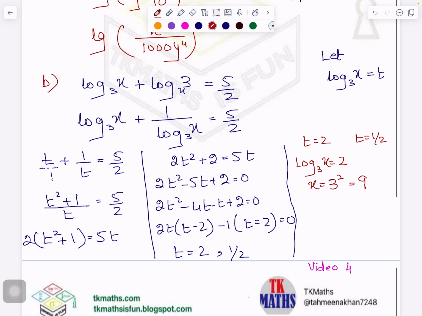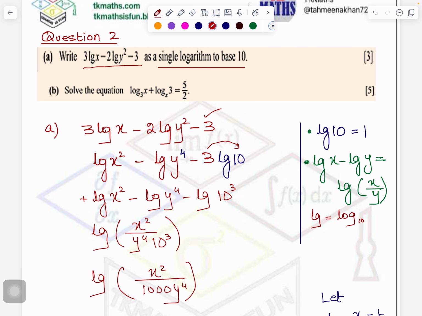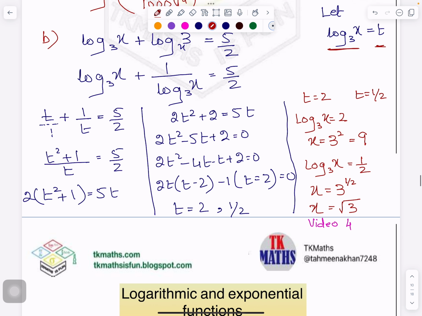Then in place of this I'm substituting, then it is log x base 3 equals half. So it means x equals 3 to the power half. We have learned how to change base form into index form and index form into base form. So I got these answers of x. So this is how we have to solve, because the question says solve the equation. It means I have to find the value of x. So I hope you understood it.